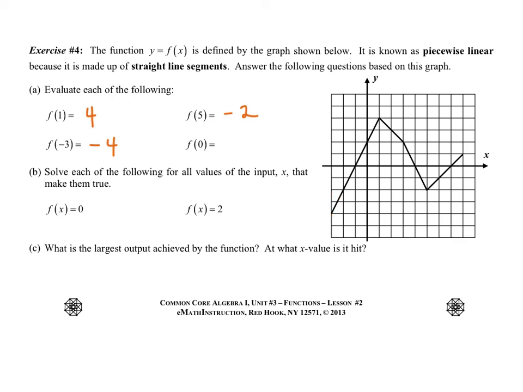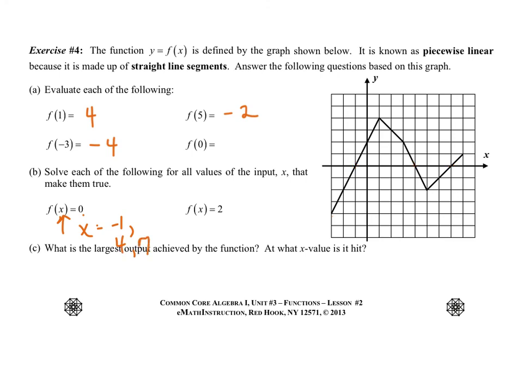It says solve each of the following values for the input x that makes them true. So the next question is going backwards. What are the inputs when the outputs are 0? So I'm going to glance at that graph and figure out when are the outputs 0? When are the y values 0? That would be when x is negative 1, when x is 4, and when x is 7. So when x would equal negative 1 and 4 and 7 for that question.